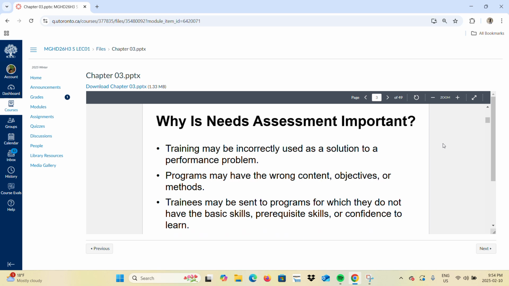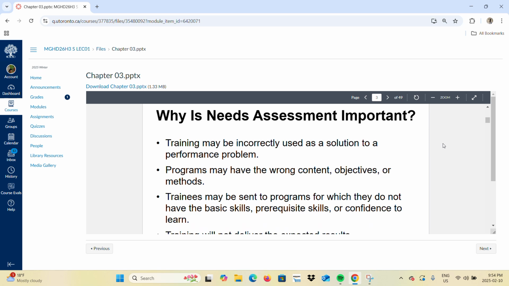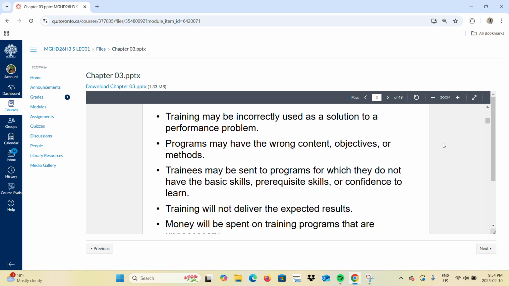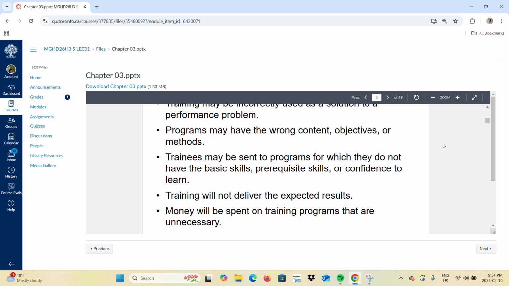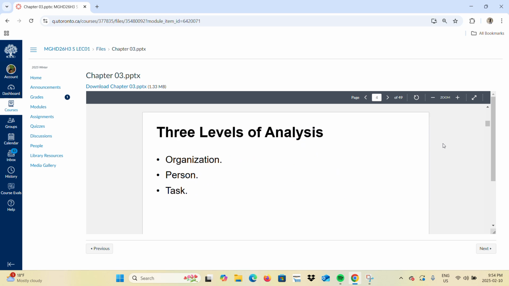So, why is this needs assessment important? Training may be incorrectly used as a solution to a performance problem. Programs may have the wrong content, objectives, or overall methods. Trainees may be sent to programs for which they do not have the basic prerequisite skills or confidence to learn. Training will not deliver the expected results, and then money that is spent on these training programs will be deemed unnecessary. For the three levels of analysis, there are organization, person, and task.